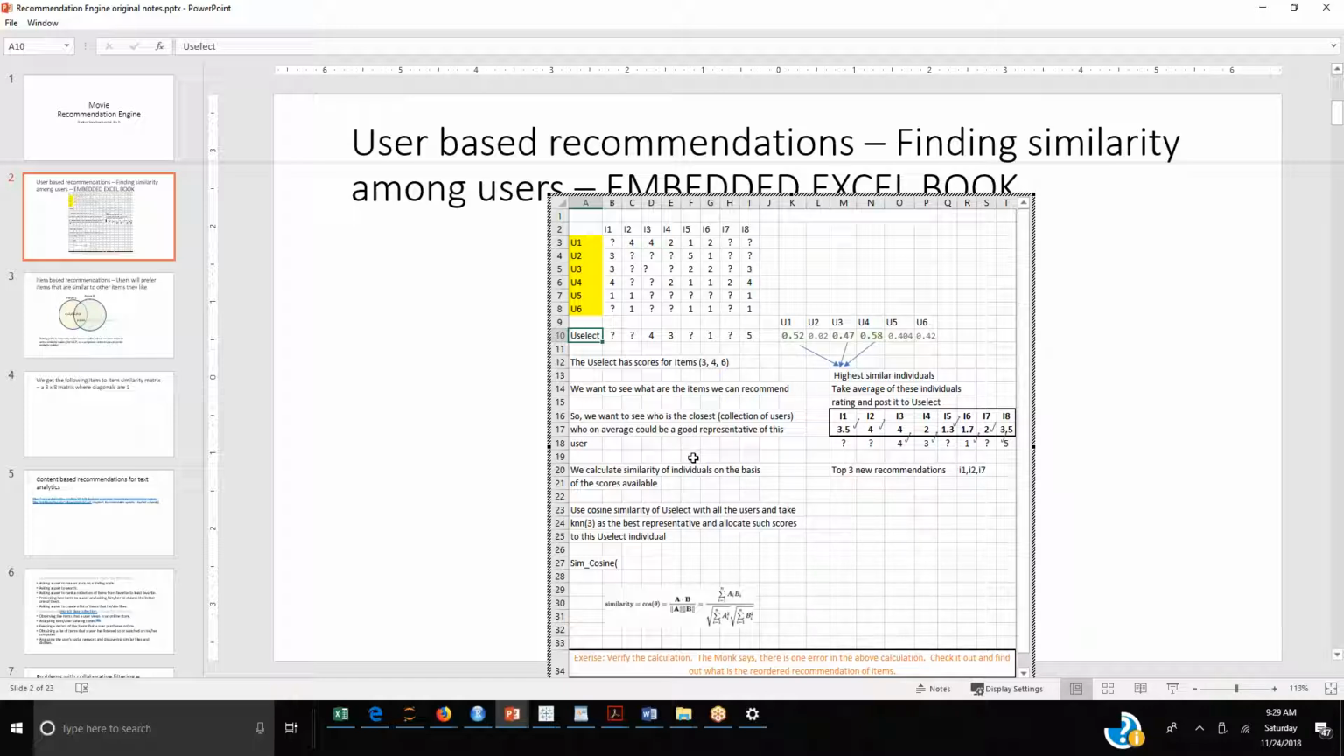The question is, whom should I recommend this movie to? Whom should I recommend this movie? Is the question clear to you? The setup clear to you?